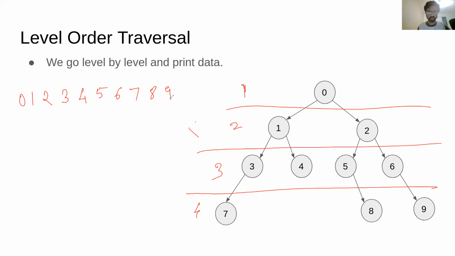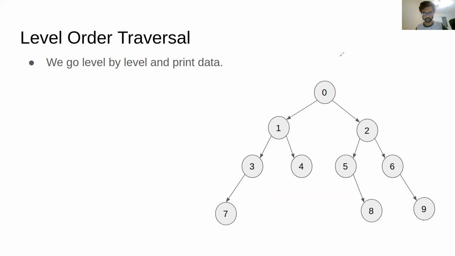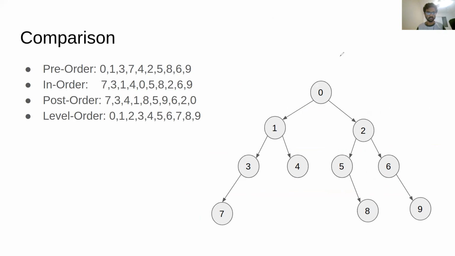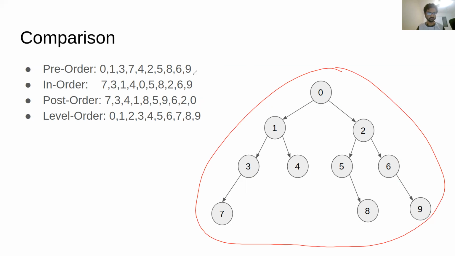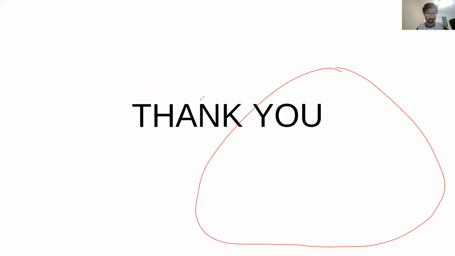So this is just that way. Now let's compare all these four types of traversals. You see for the same tree, we have different outputs for pre-order traversal, in-order traversal, post-order traversal, as well as level order traversal. Thank you.